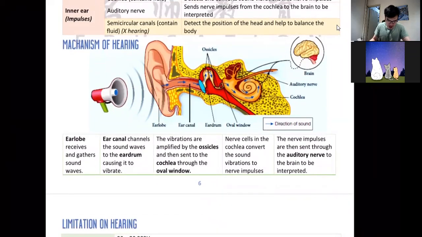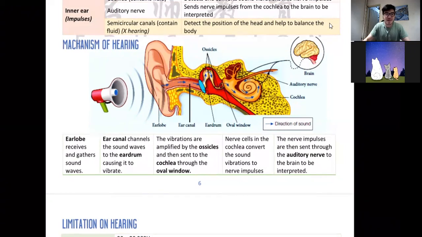So how do you detect your sound? Your sound will go into your earlobe, goes to your ear canal, saluran telinga, beats on your eardrum, which will vibrate. Okay, pass it to the ossicle, pass it to the oval window, pass it to the cochlea. Cochlea will change this to nerve impulse, and nerve impulse will go to your brain. Okay, that's how it works. So you need to know the pathway of your eye, how does light enter your eye, and you need to know the pathway of your sound, how does it go to your brain.